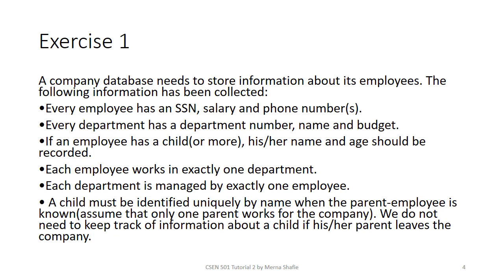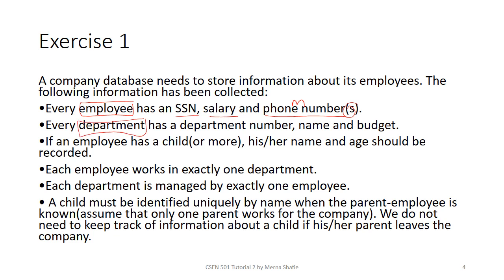Okay, now we want to read it once again. We want to get all the entities that we have. A company database needs to store information about its employees. The following information has been collected. Every employee has an SSN, salary, and phone number. So employee in this case is what? It is an entity. What are its attributes? SSN, salary, and phone number. And be careful that we have S between brackets, which means that this is a multi-valued attribute.